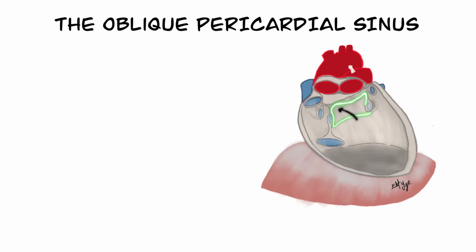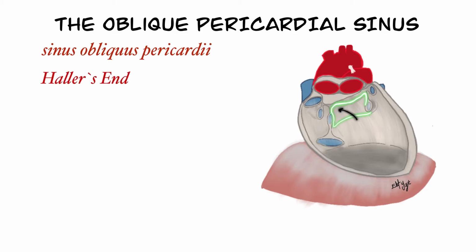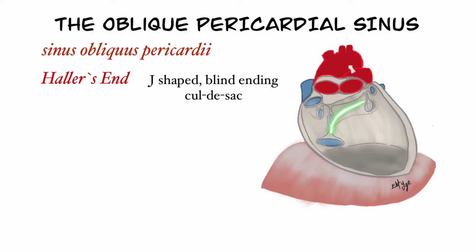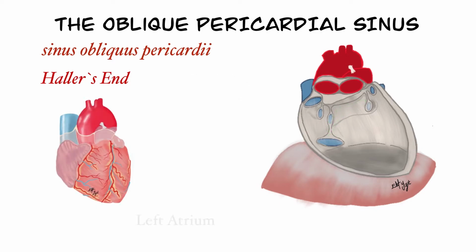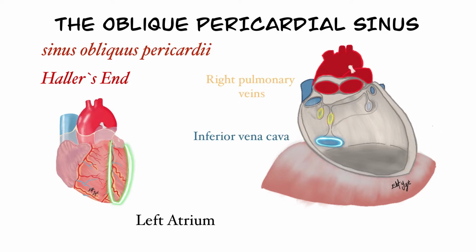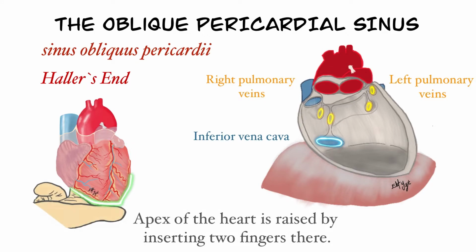The oblique pericardial sinus, or sinus obliquus pericardii, or Haller's sinus, is a J-shaped blind-ending cul-de-sac bounded by pericardial reflections. It is located posteriorly to the left atrium, between the inferior vena cava and right pulmonary veins on the right side, and the left pulmonary veins on the left side. This recess is shown when the apex of the heart is raised by inserting 2 fingers there.